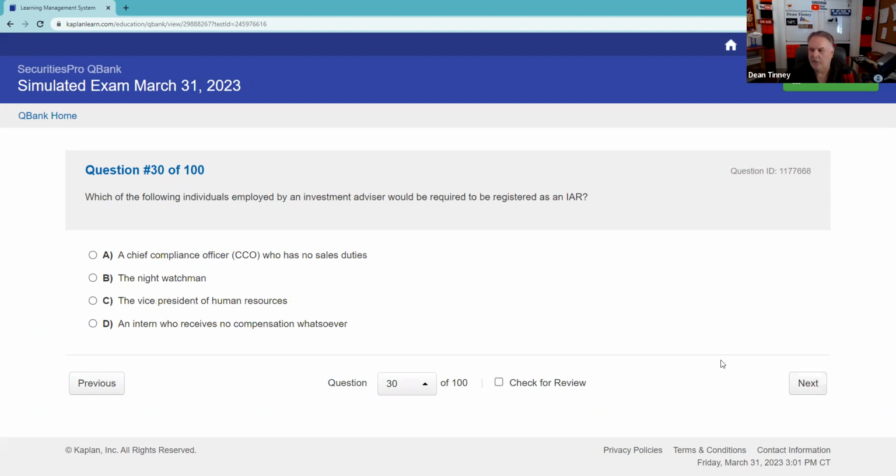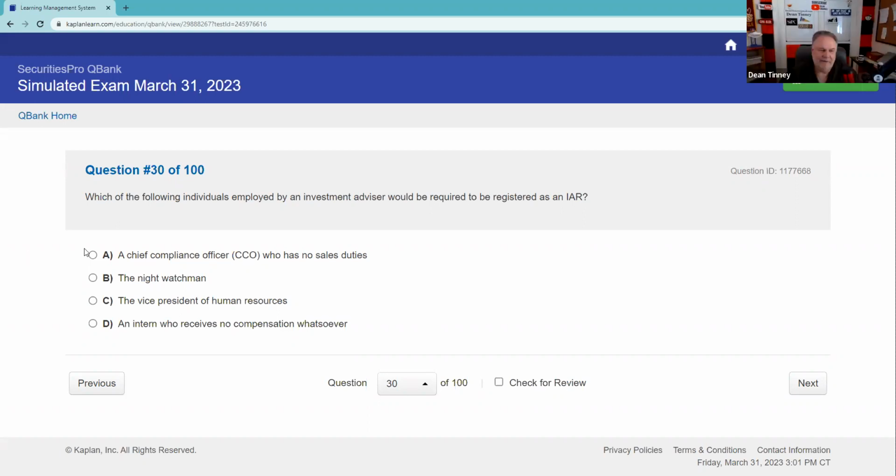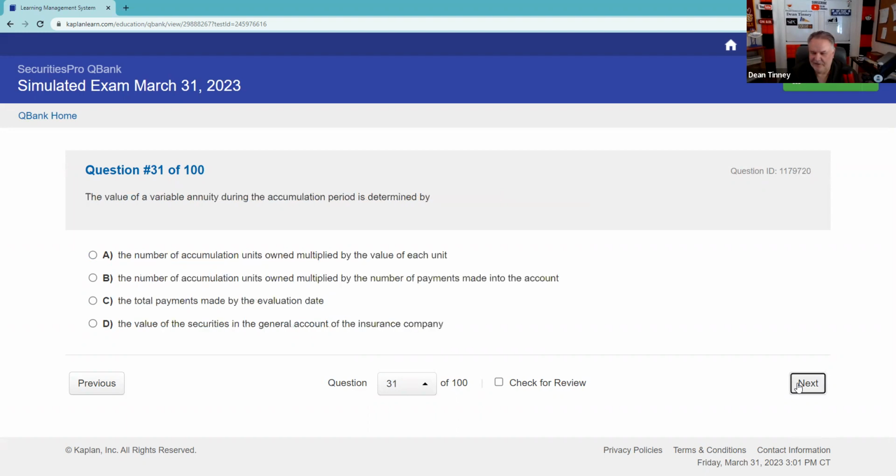You are correct. Which of the following individuals employed by an investment advisor would be required to be registered as an investment advisor representative? Chief compliance officer who has no sales duties, the night watchman, the VP of Human Resources, an intern who receives no compensation whatsoever. So it's a CCO, a Chief Compliance Officer. There you go. If you're going to be the gamekeeper, you've got to know what the poachers are up to.